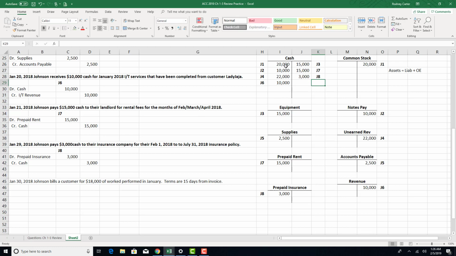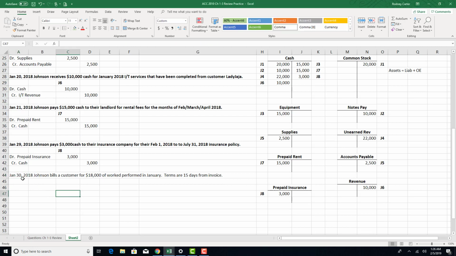What's my balance in cash? 20, 30, 52, 62 minus 33. We'd have a debit balance of 62 minus 33. What is that? 29? I'll let you figure that out after 8 transactions.